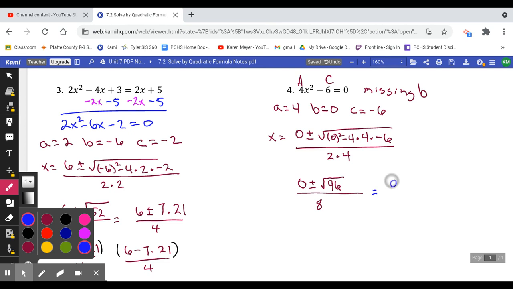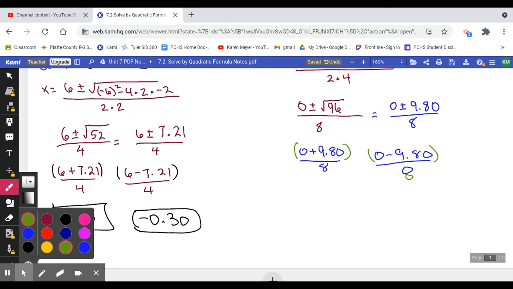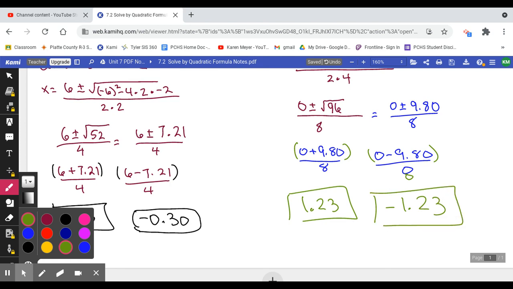Take the square root of 96. And I got a decimal, so round it off. 9.80 over 8. Split your plus or minuses apart. And then type that into the calculator, and I came up with 1.23 as my first answer and negative 1.23 as my second answer.